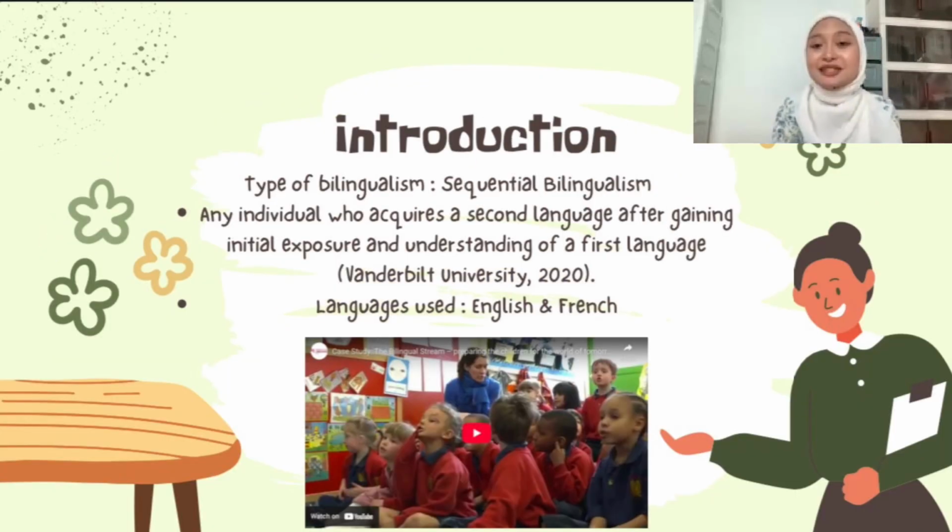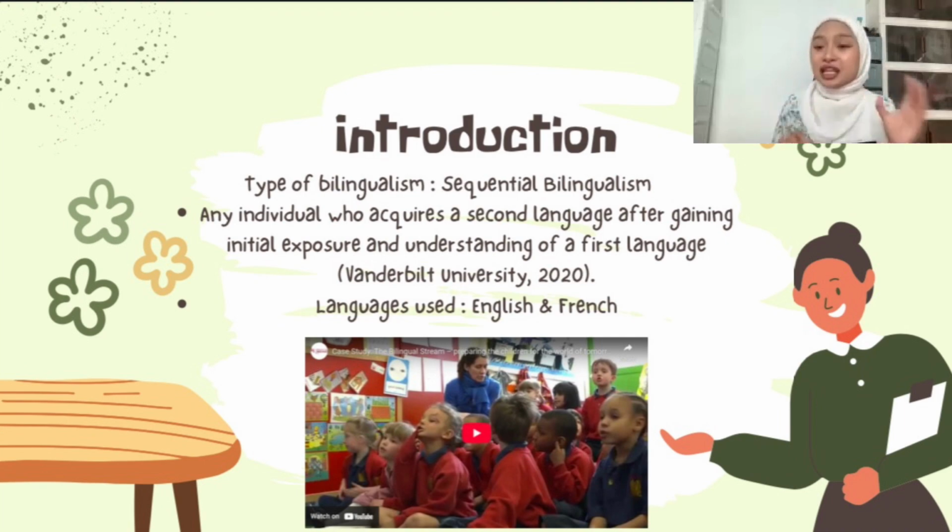Bilingualism plays a significant role in how children acquire, process, and use language. So, in this case study, I focus mainly on sequential bilinguals, meaning they first learn English as their primary language and later on picked up a second language, which in this case is French.